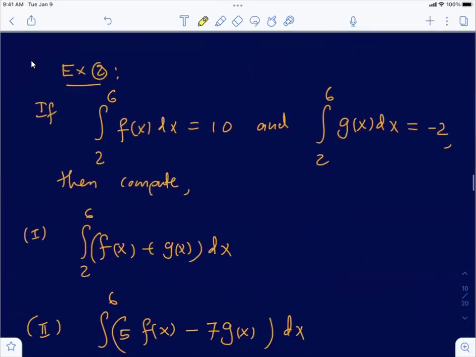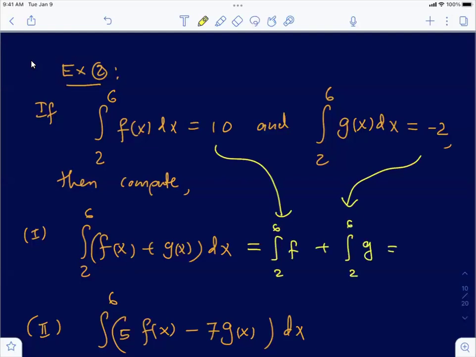Let's look at it. What is the integral over the same interval of f(x) plus g(x)? The answer is pretty simple. That is the addition of these two components, because we can integrate these two separately. So the integral of f plus the integral of g, right? So this component is exactly what we say. It's 10 plus minus 2, and then it's just 8.